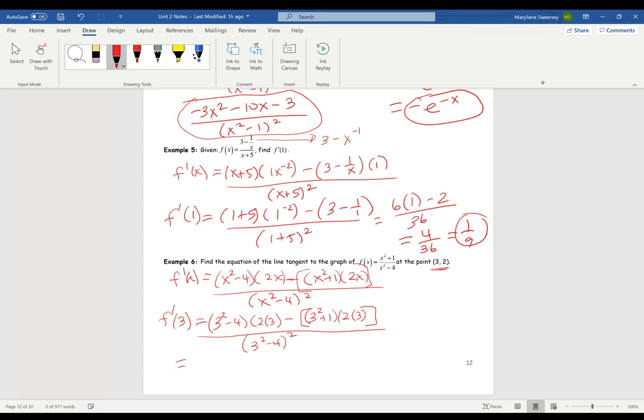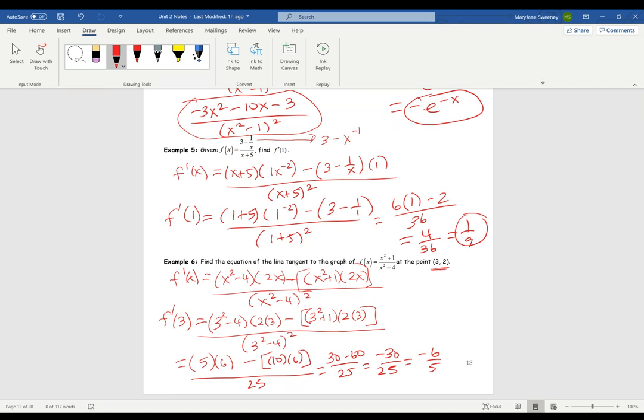All right, so we got 9 minus 4, which is 5 times 6. Minus here, we've got 4 times, or no, just kidding, 10. 3 squared, 9, plus 1 is 10 times 6. All over 5 squared, which is 25. So this is 30 minus 60 over 25, negative 30 over 25, or negative 6/5. That is the slope of my tangent line.